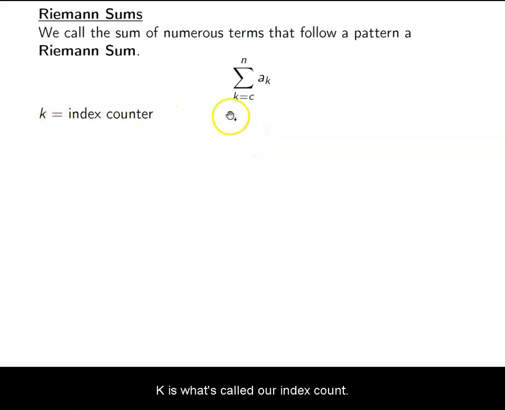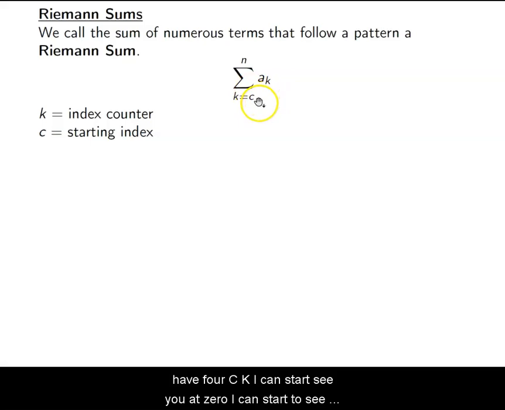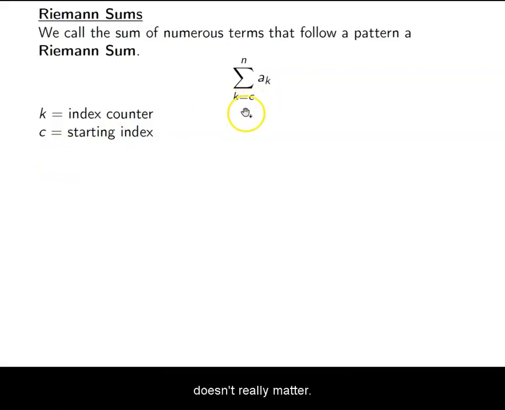K is what's called our index counter. It's what is keeping us on track. K is a whole number, a positive whole number. It starts from whatever value I have for C. I could start C at 0. I could start C at 1. I can actually start it in the negative values as well. Generally, we start at 0 or 1. I could start it at 10 if I want to. It doesn't really matter.